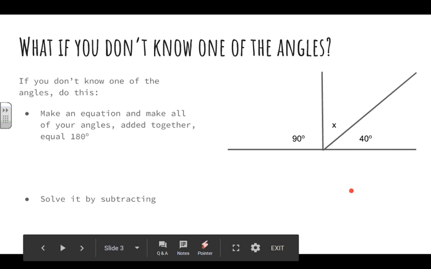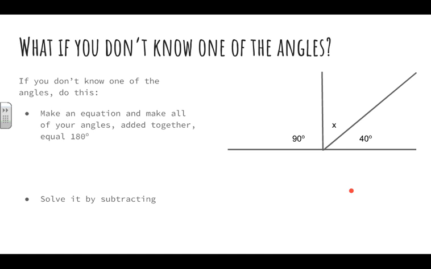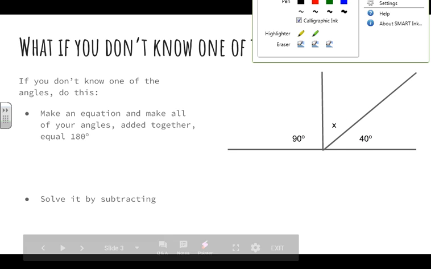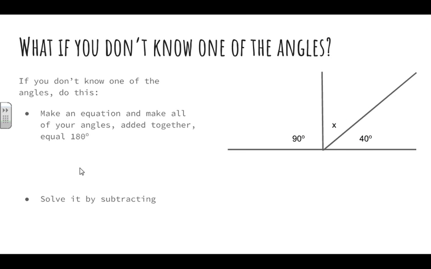All right, well, how are we going to use that? If you don't know one of the angles, we can make an equation in order to find that missing angle. So what we're going to do is we know that this angle plus this angle plus this angle equals 180 degrees. So we're going to make an equation that looks like that.